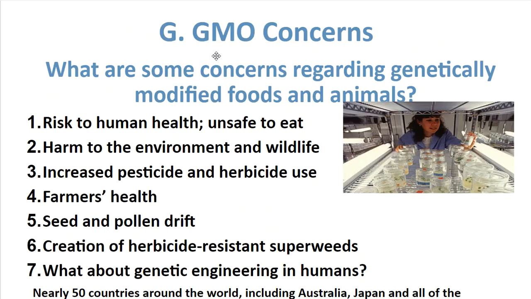So these are GMO concerns. What are some of the concerns regarding genetically modified foods and animals? A risk to human health, unsafe to eat. Because again, we don't know the long term. Whenever we make something new, we don't know the long-term benefits or harms. We don't know. Harm to the environment and wildlife.